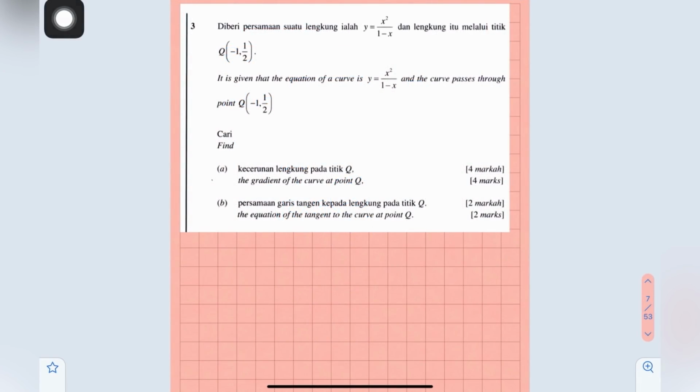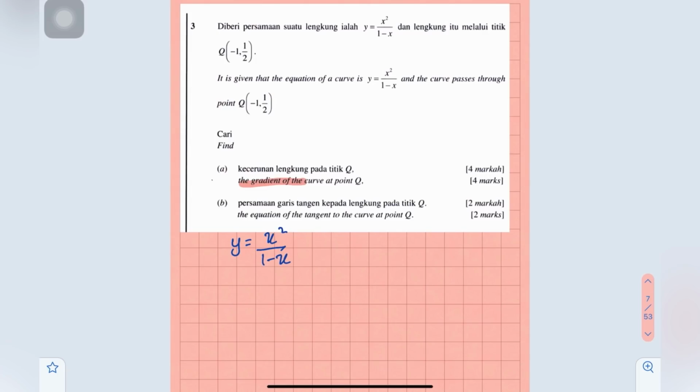Okay, next question number 3. It is given that the equation of the curve is y equals to x squared over 1 minus x. And the curve passes through point Q negative 1, 1 over 2. Find A, the gradient of the curve at point Q. Okay, clue dekat sini ialah gradient. So, gradient kita tahu gradient is dy dx. So, start from equation dia y sama dengan x squared over 1 minus x. So, ini curve kita nak cari dy dx.